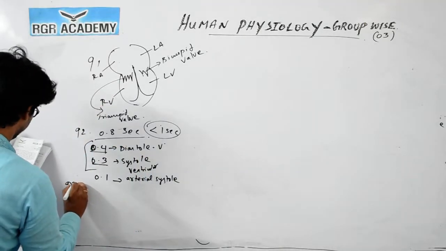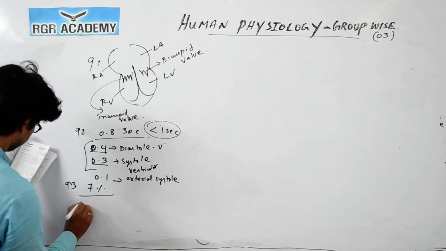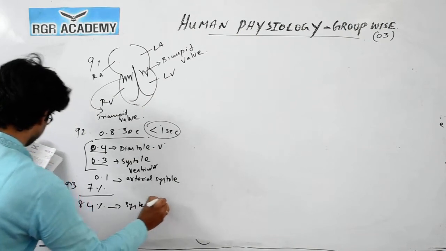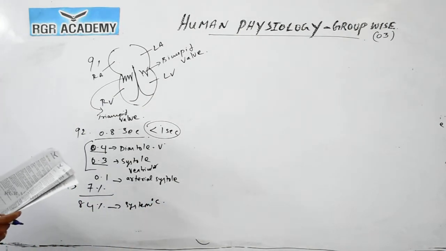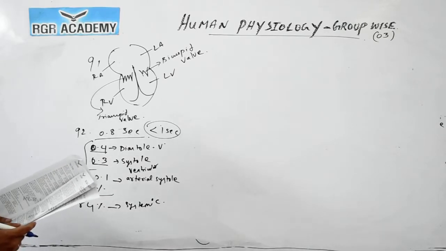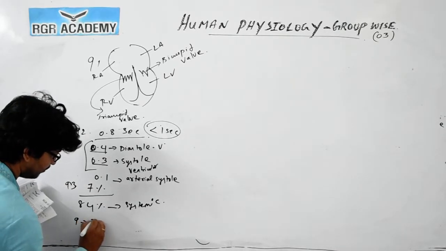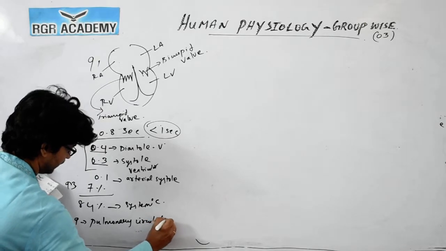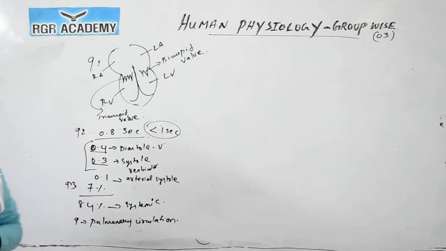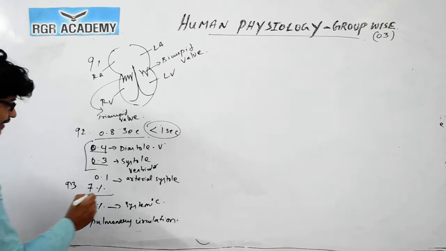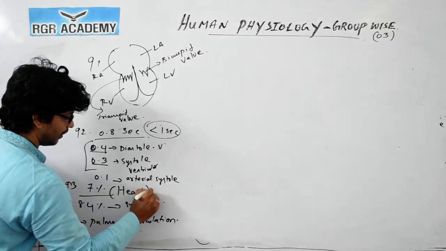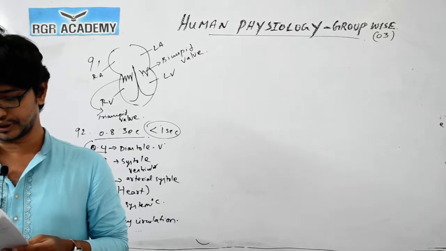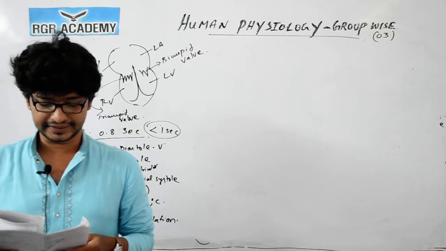Of the remaining 16% of the blood, about 7% is contained in the heart and about 9% in the pulmonary circulation. So 9% is in the pulmonary circulation, the 7% is contained in the heart, and 84% is in the systemic circulation. For this question, option 1 is the correct answer, 7%.